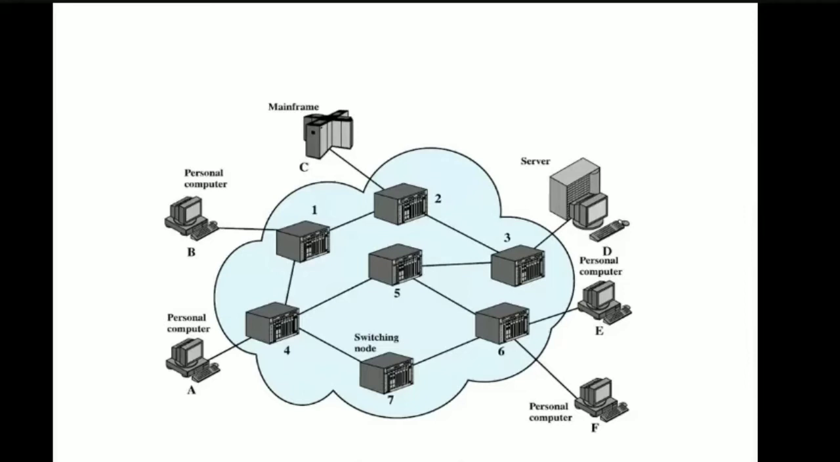So if you see on the figure, there are stations A, B, C, D, E and F. These are the stations, and we have nodes in the switching network. What are the nodes here? Node 1, node 2, 3, 4, 5, 6 and 7. So the nodes which are in the network are called switching nodes. And the other things which are connected to the network from outside are called stations here. So these devices which are attached to the network are referred to as stations.